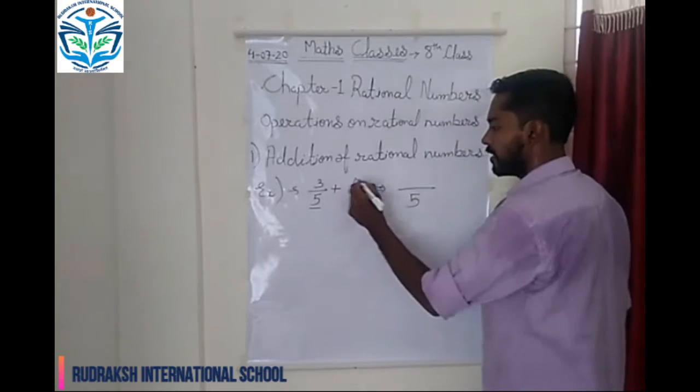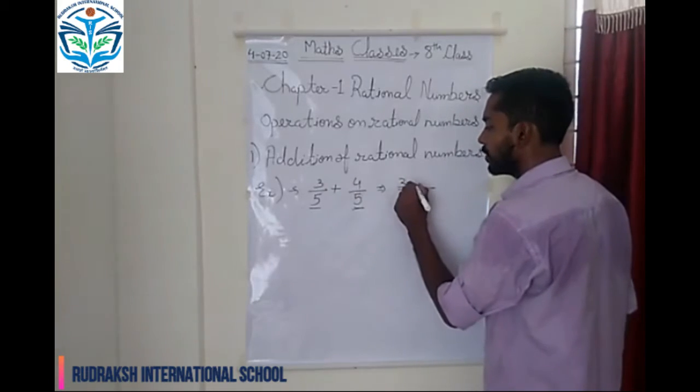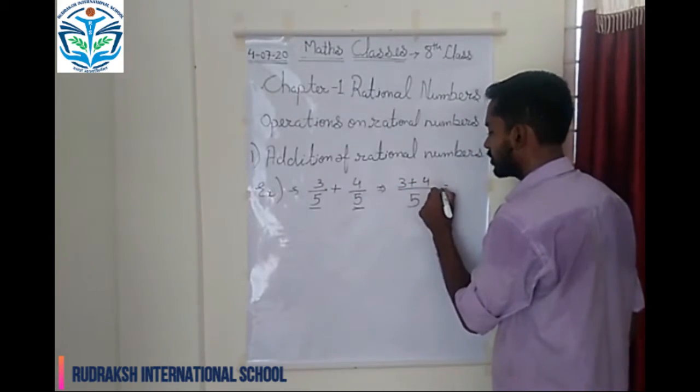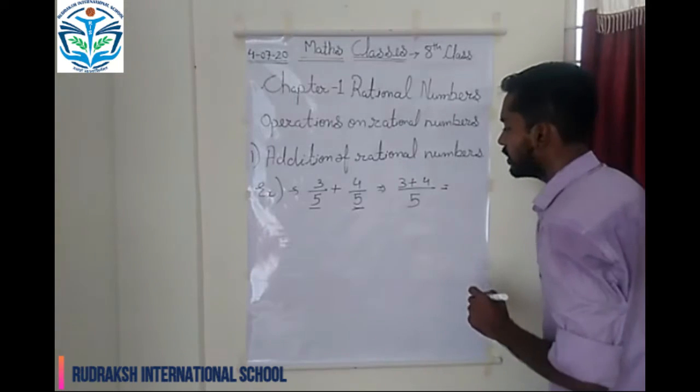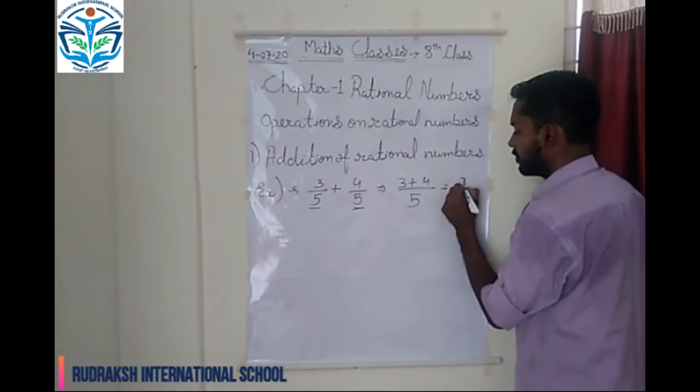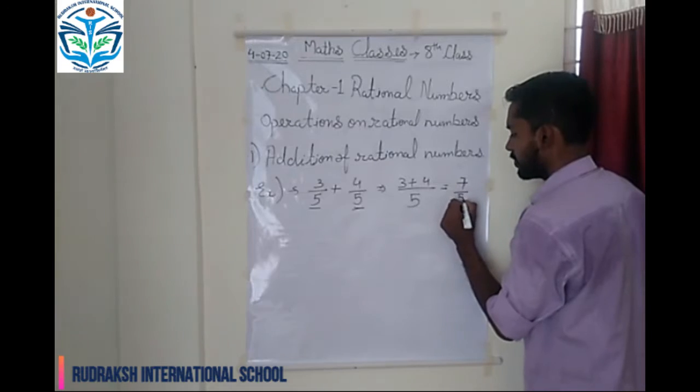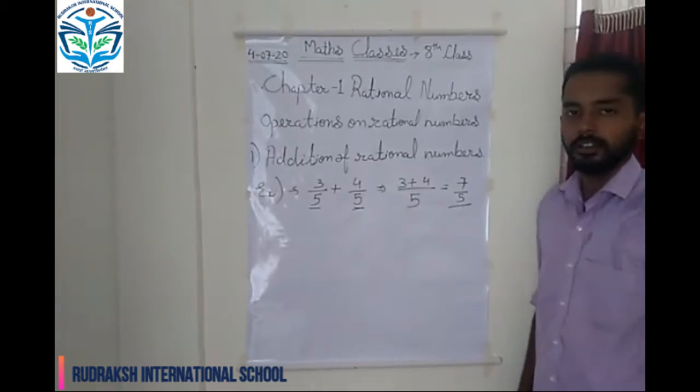Here it will be 5, and you will simply add the numerators and you will get the answer. 4 plus 3 is 7, and 5. So 7/5 will be the answer.